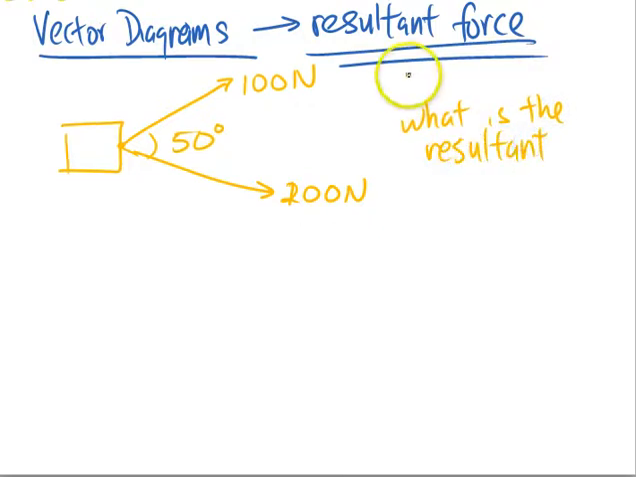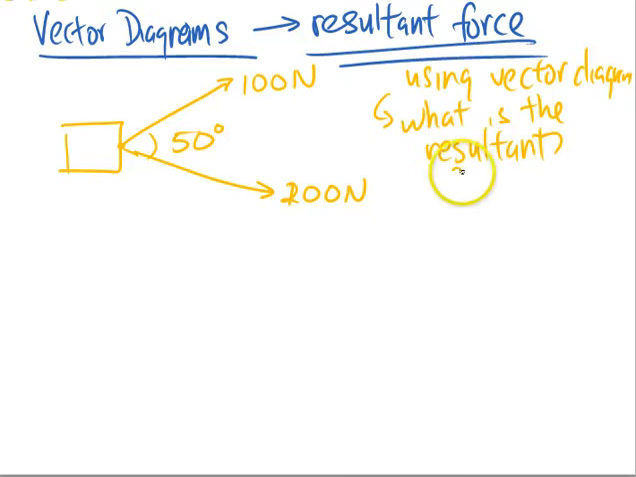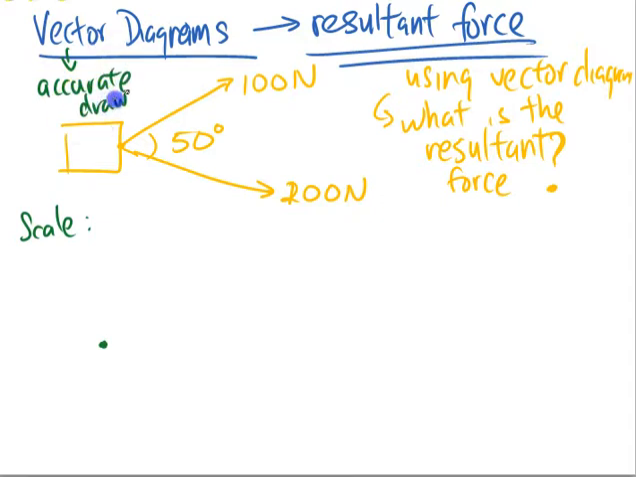Normally they'll tell you, using a vector diagram, calculate or determine the resultant force. So how do we go about doing it? First, you imagine that the box becomes a point. Then next, determine your scale. Why do you need a scale? Because when you use a vector diagram, you need to do accurate drawing. So a scale is very important.